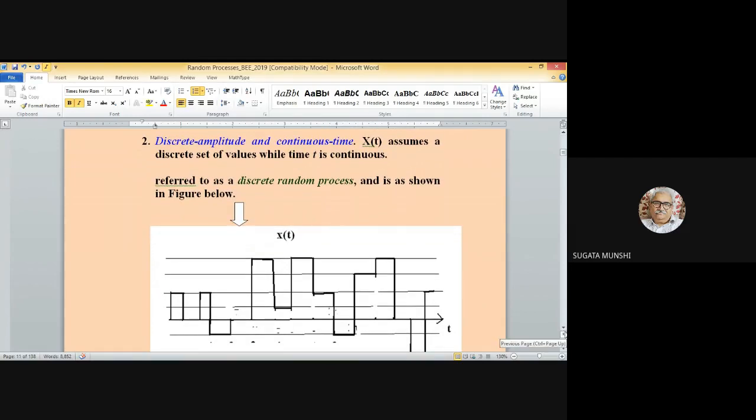Just draw a rough sketch. This is a typical sample realization for a discrete amplitude and continuous time random process.